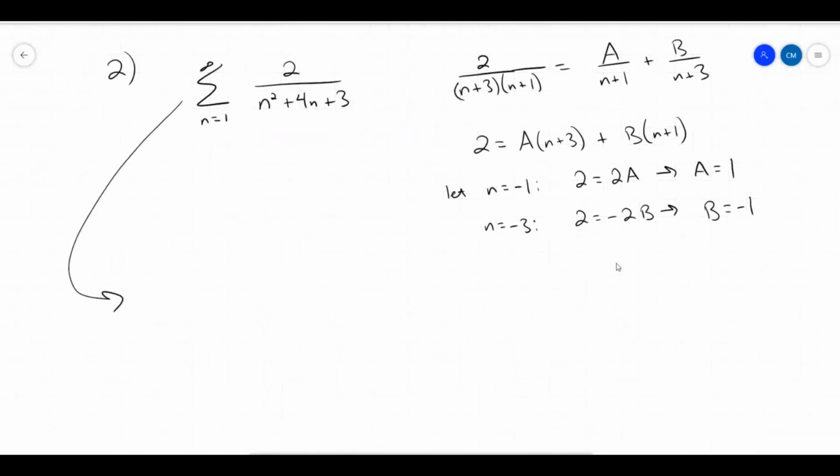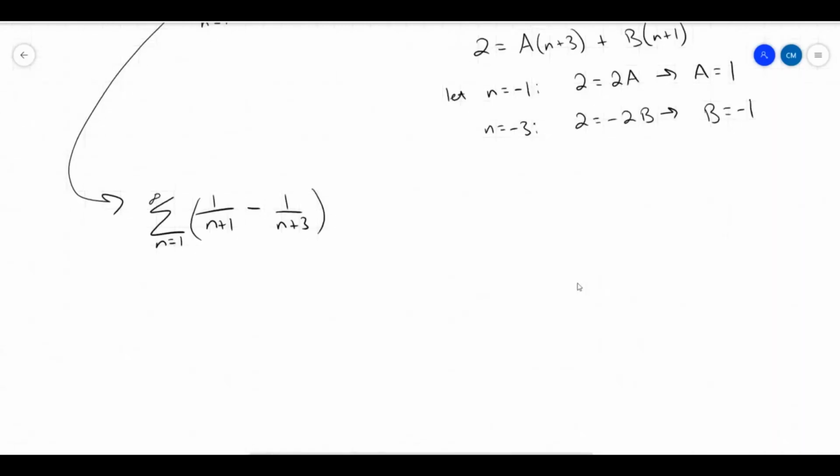Now I'm going to come back and rewrite this series with its partial fraction decomposition terms instead of the way it was written before. So let's see, a was 1, so I'll have 1 over n plus 1 plus a minus 1 over n plus 3. Okay, so now I've rewritten the terms of the series.